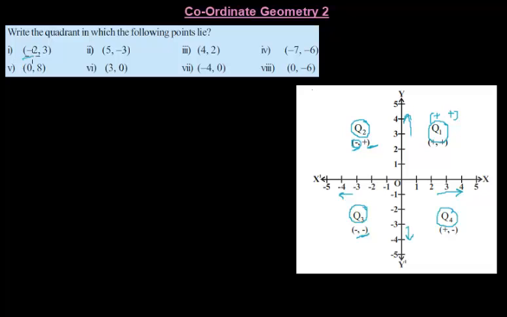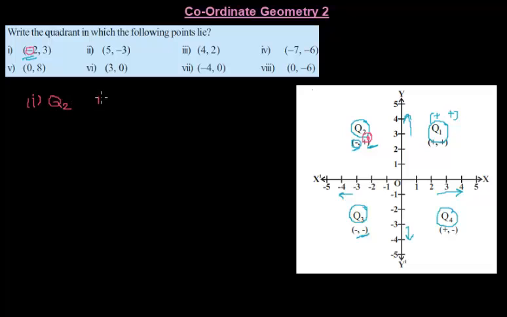Let us take the first one. The first one is -2, 3. So, you can see that the abscissa is having minus and the ordinate is positive. So, it belongs to Q2 quadrant. Here from y-axis you have -2 and 3. It is the distance from x-axis. So, you will get the point somewhere around here. This belongs to Q2 quadrant. So, the first one is Q2.